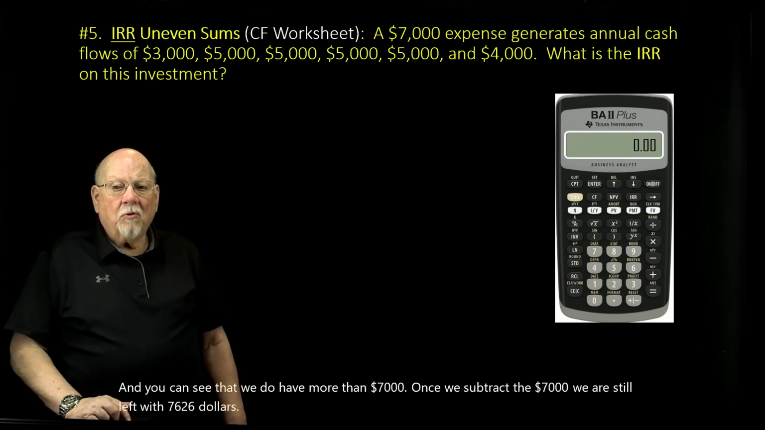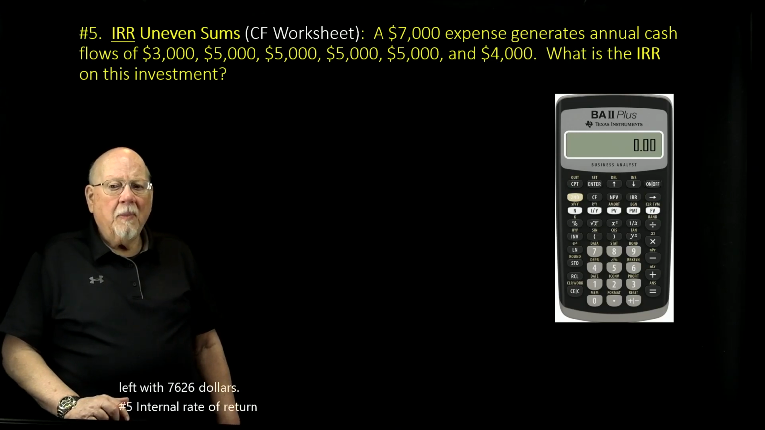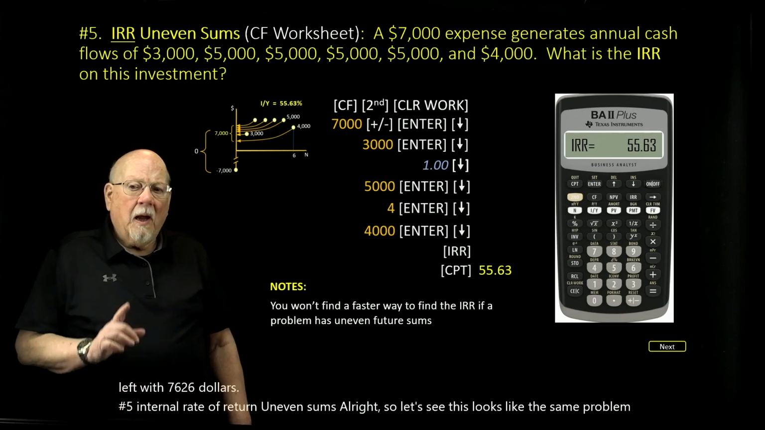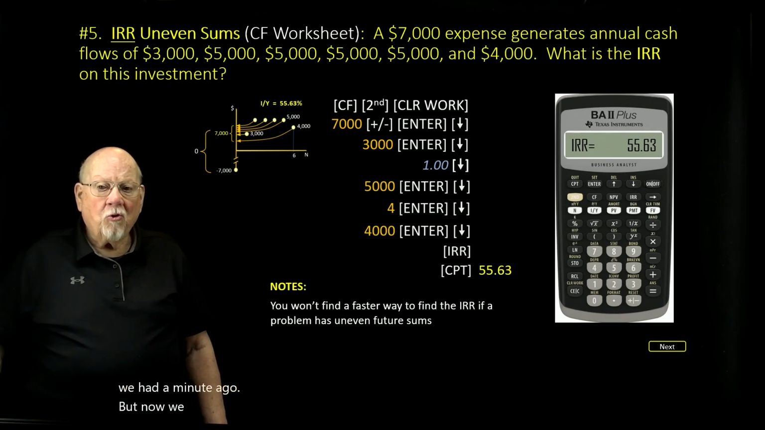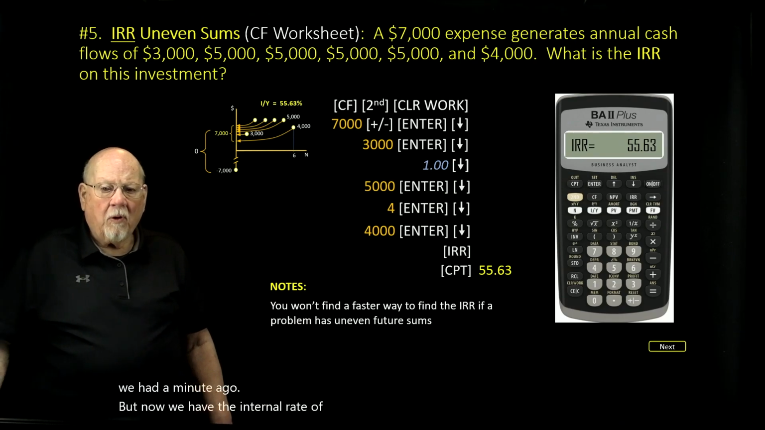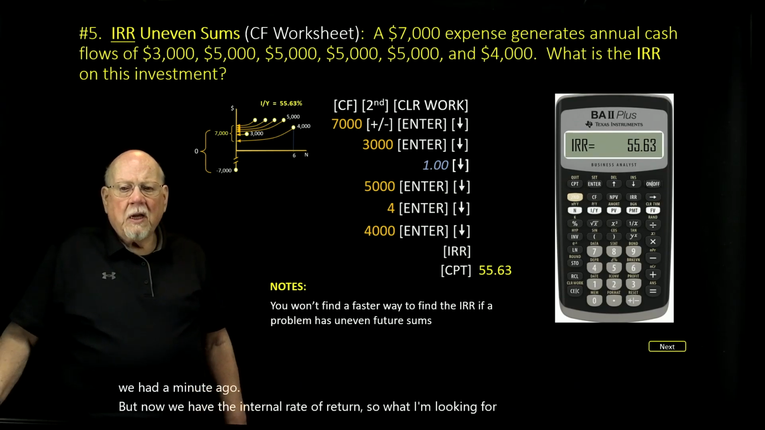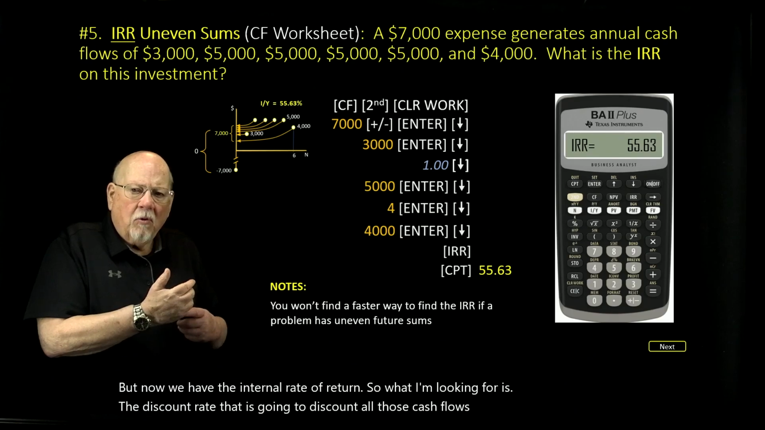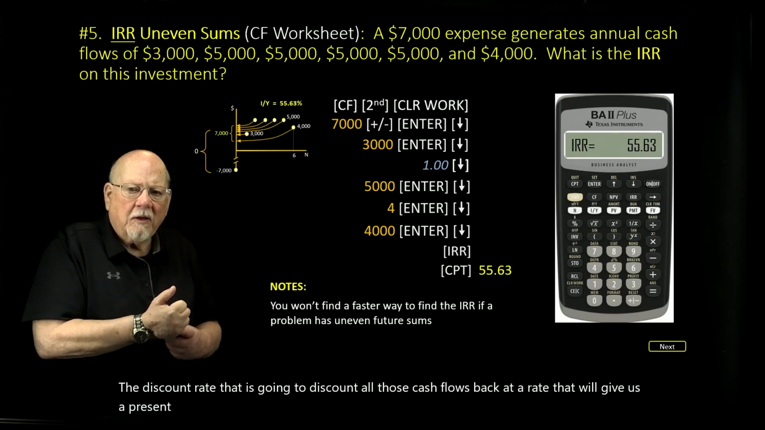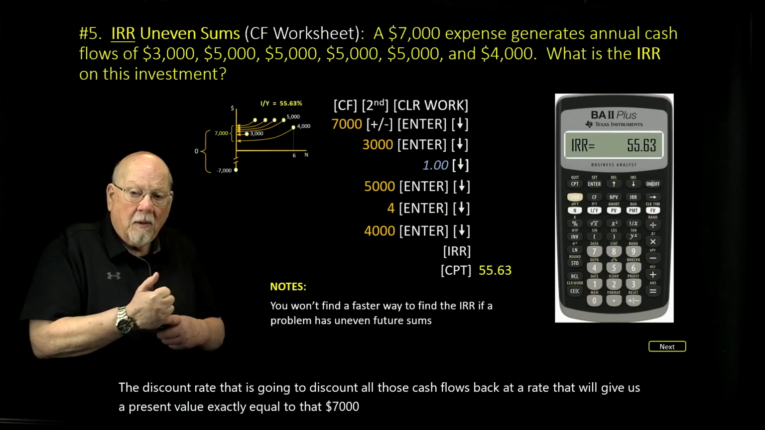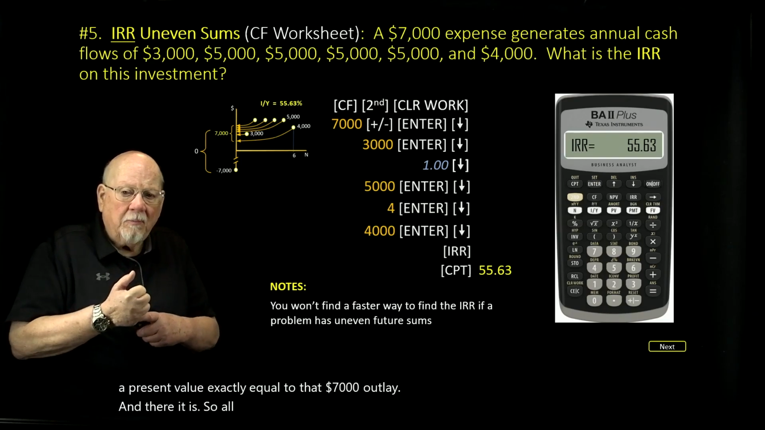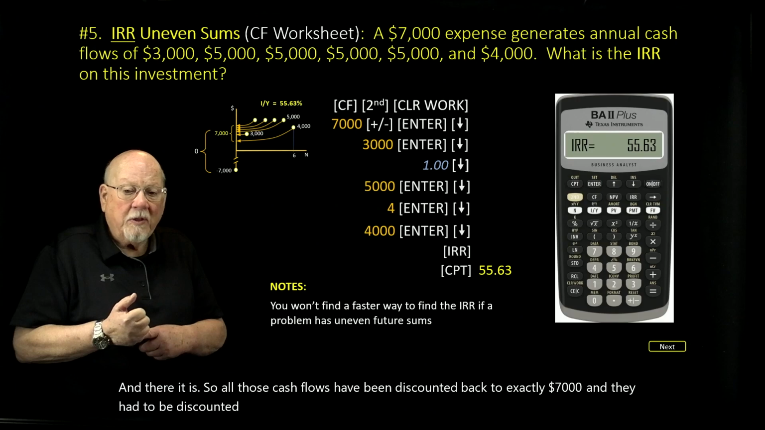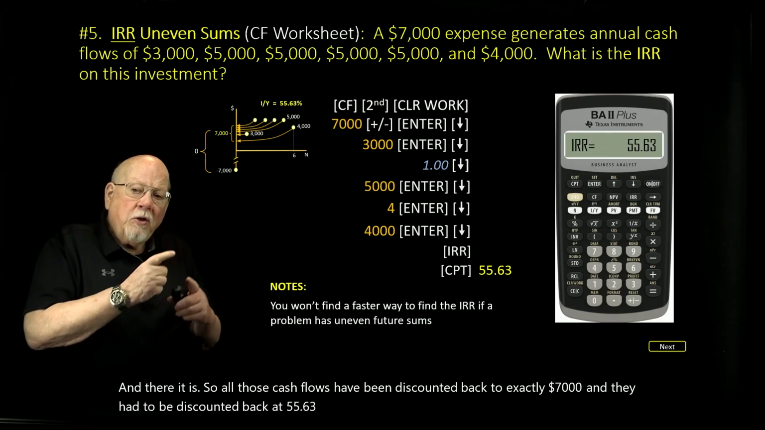Number 5, internal rate of return, uneven sums. All right, so let's see. This looks like the same problem we had a minute ago, but now we have the internal rate of return. So what I'm looking for is the discount rate that is going to discount all those cash flows back at a rate that will give us a present value exactly equal to that $7,000 outlay. And there it is. So all those cash flows have been discounted back to exactly $7,000, and they had to be discounted back at 55.63%.